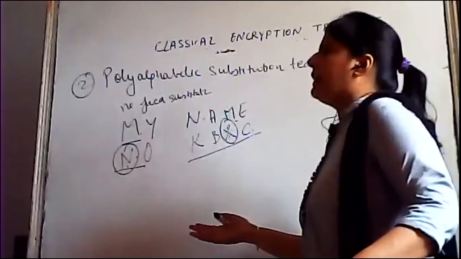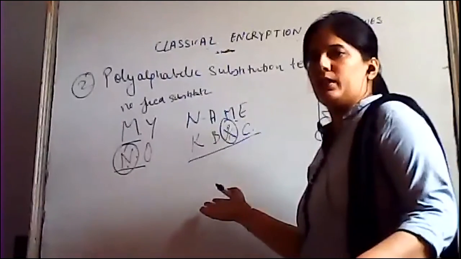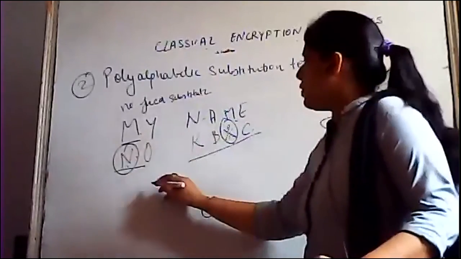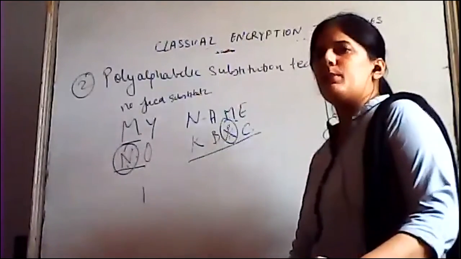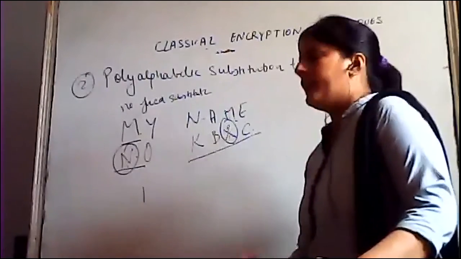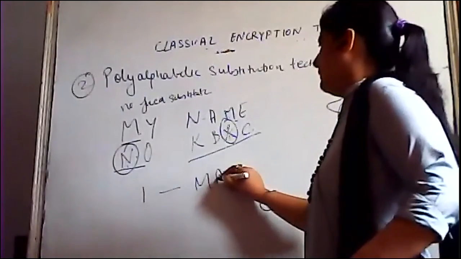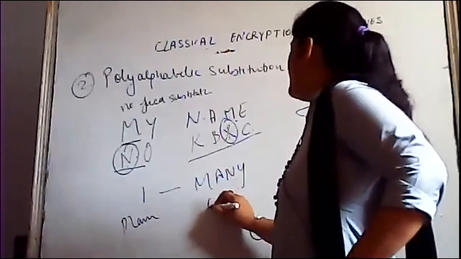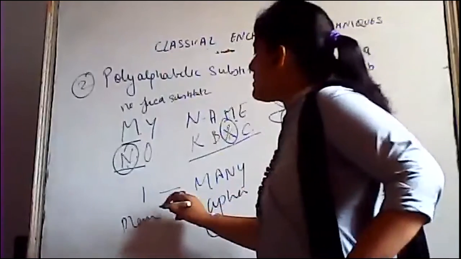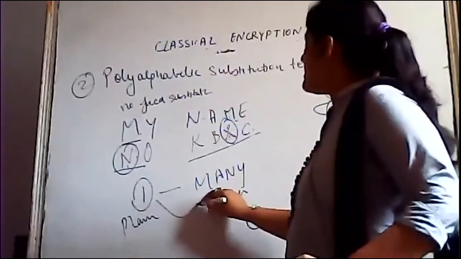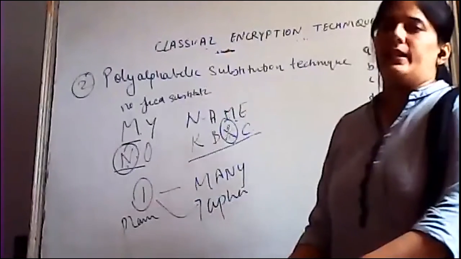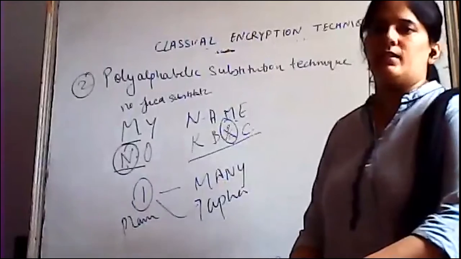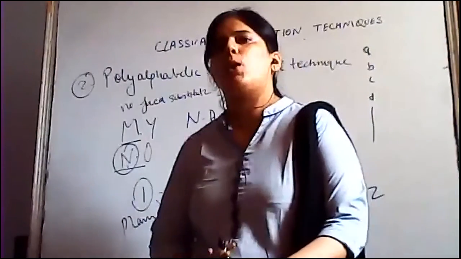So you can guess that when the substitution method is different, or we have different substitution techniques for the same word, what type of relationship is in between the plain text and the ciphertext? That is one to many. One will be your plain text and this will be your ciphertext. A single character can be represented by multiple ciphertext characters. A single character can have multiple substitutions when we are using polyalphabetic substitution.